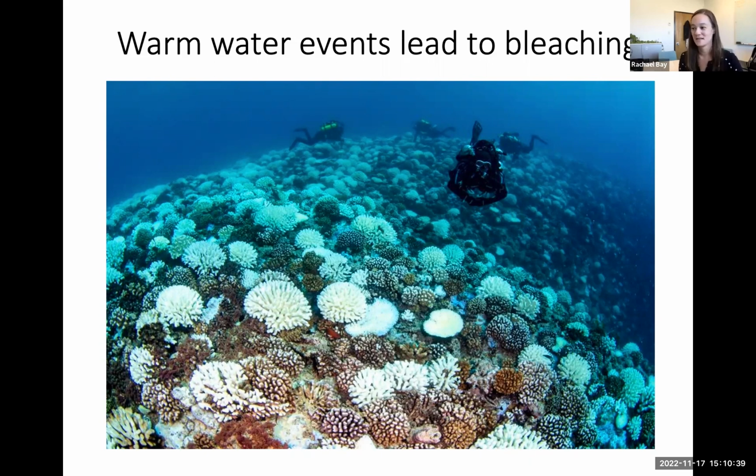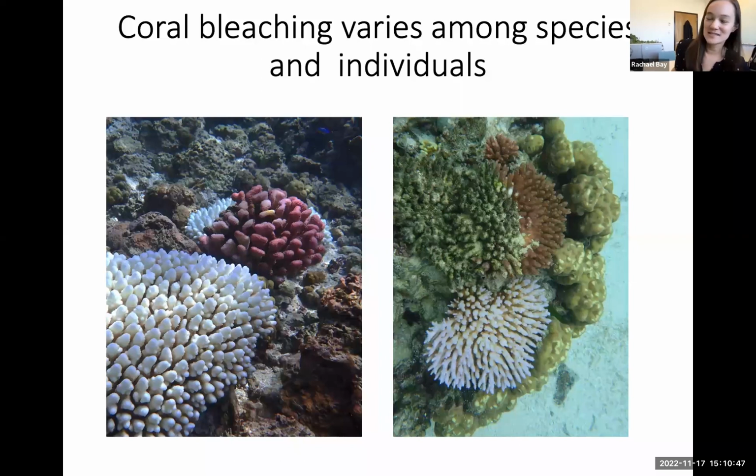Why do some corals seem to bleach completely while their neighbor survives the heat wave just fine? And we know that thermal tolerance or coral bleaching susceptibility varies both among species and among individuals within a species. These are two photos I took in the field during a bleaching event a few years back. On the left, you see two different species with really different bleaching phenotypes. As you can see, the one on the far left is completely white, completely bleached, while you have that pink colony that might look a little pale, but is mostly doing pretty okay.